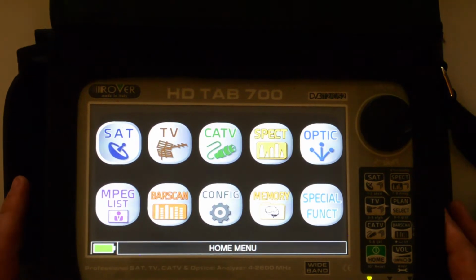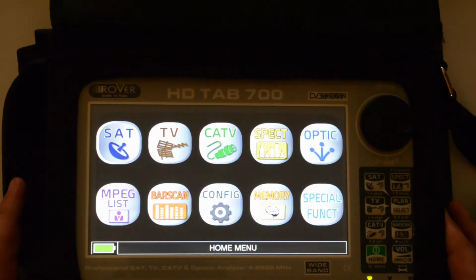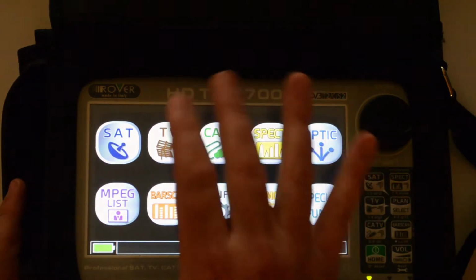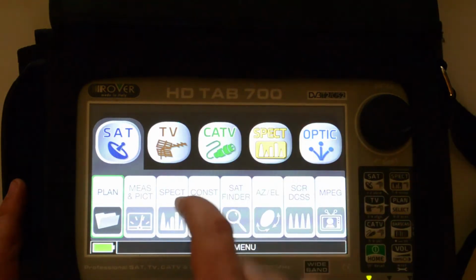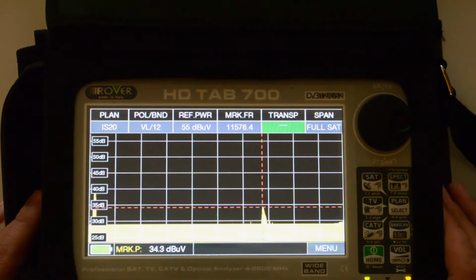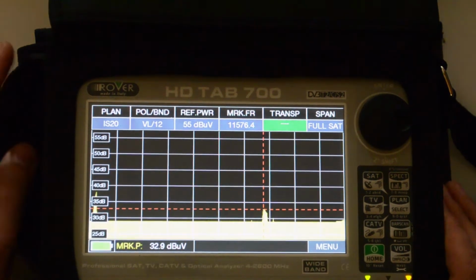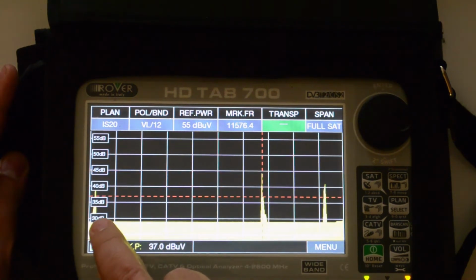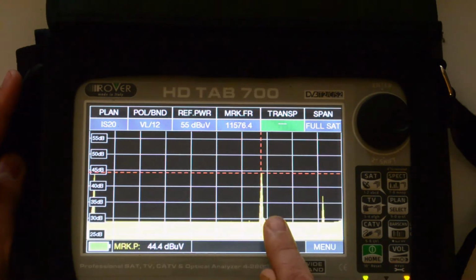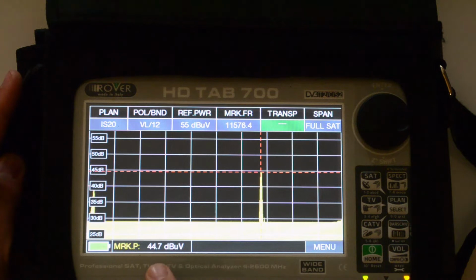I've got nothing connected into it, and I certainly haven't connected it up to the LNB or anything along those lines. So I boot up my meter, go to satellite, and I go to spectrum. Now if we look at the spectrum floor, you can see that there's one spike hidden there behind those numbers, but I'm going to focus on this one here. Now periodically you see it's peaking, and it's peaking at about 45 dB.